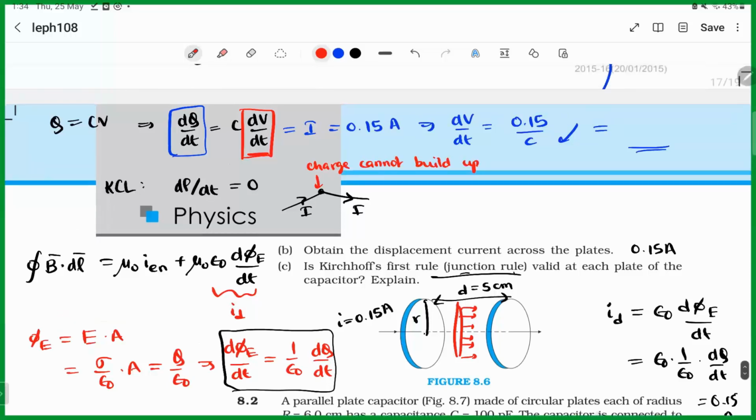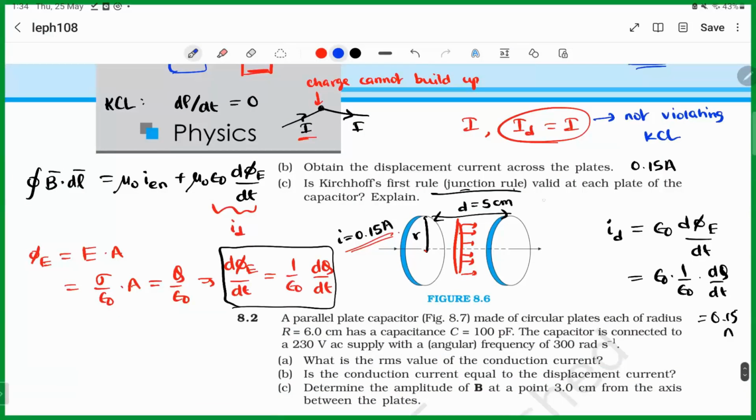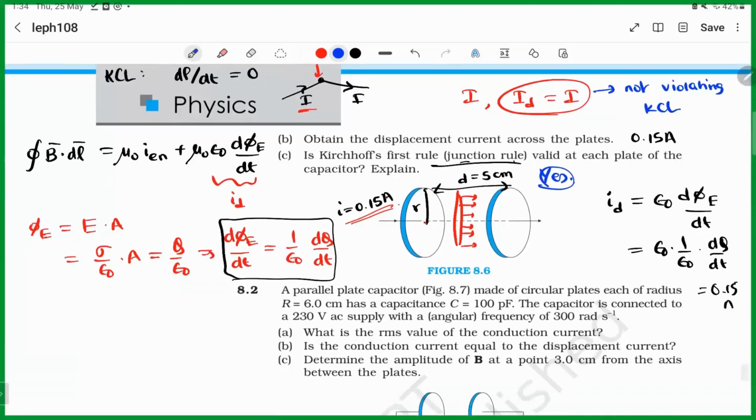Now, is this true? Well, what is the charge that's coming in? The current that's coming in is I, that is what's given. But you know that the displacement current, which is the charge leaving this plate, is also I. So therefore, Kirchhoff's law is not violated. Therefore, Kirchhoff's first rule is valid. Yes. And this is the explanation given.